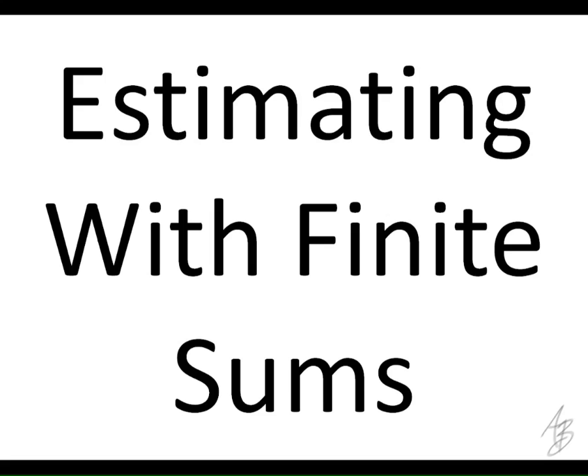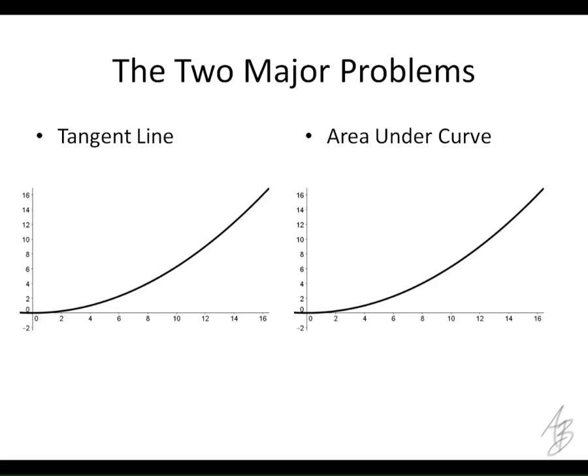So the whole idea of this section of the chapter is to estimate something. Now, at the beginning of the year, we talked about the two major problems in calculus. Back in the 1700s, they were trying to come up with processes that would work for really any type of function. The first one is what we've been doing. It's the tangent line problem.